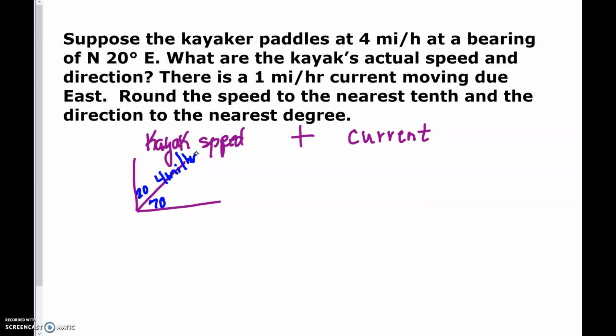Then we actually have a current, and this one is going to be fairly easy because it's going due east at 1 mile an hour. Due east in x, y form is going to be (1, 0). So we have to find out what the kayak speed vector is going to be with this.